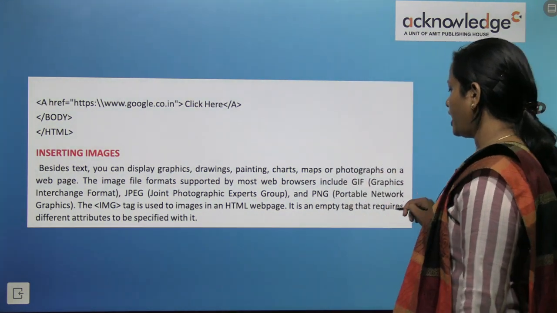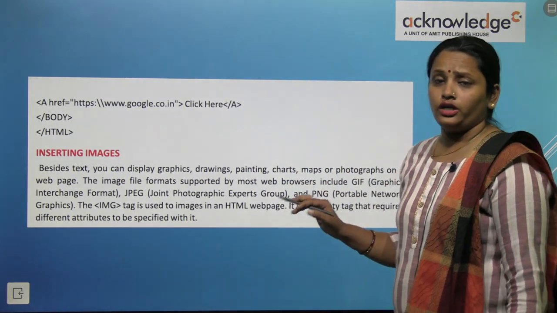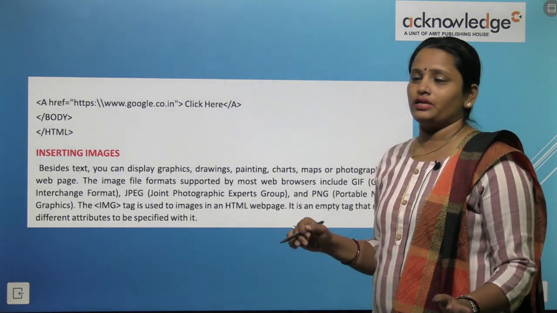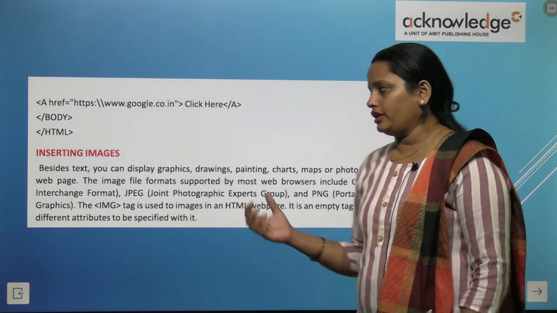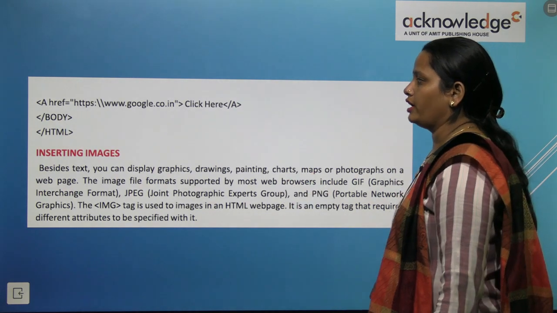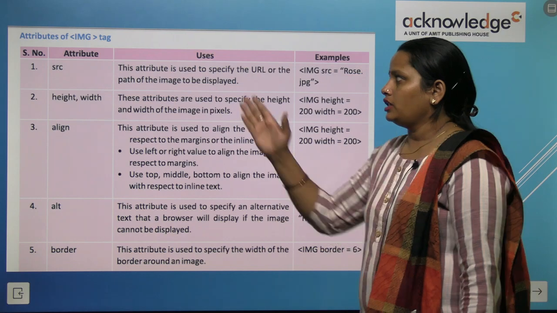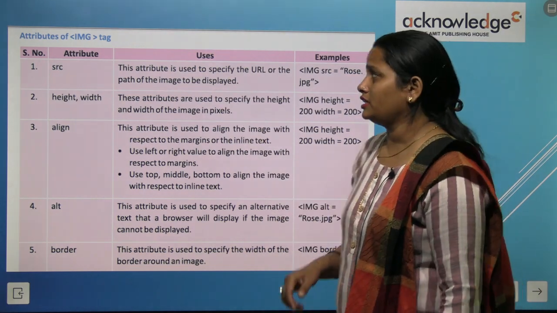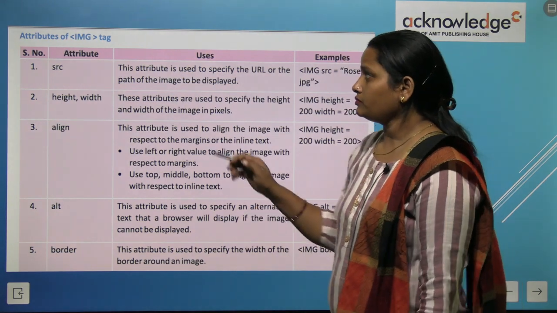It is an empty tag that requires different attributes to be specified with it. तो ये एक empty tag है, तो इसका मतलब ये है कि इसके साथ हमें कोई closing tag नहीं लिखना है, और it requires different attributes to specify करने के लिए. Now, attributes of the IMG tag. अब image insert करने के क्या क्या attributes हैं, let's see.